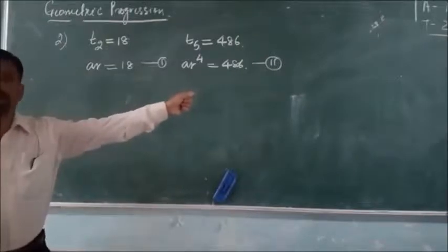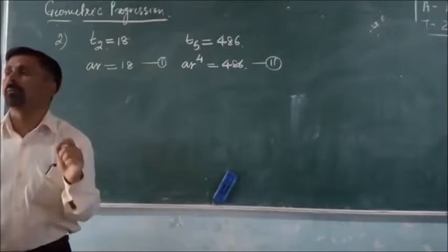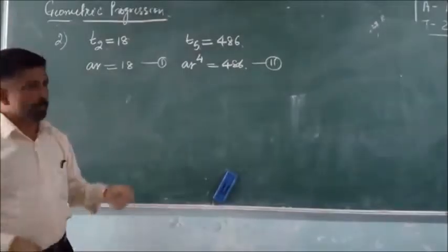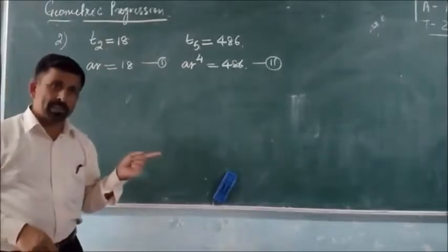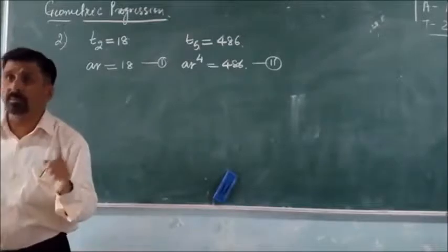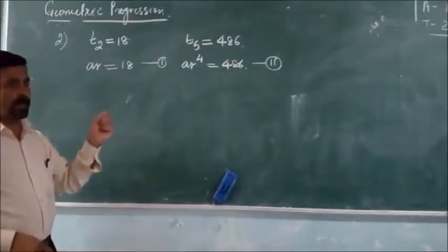This equation belongs to geometric progression. So whenever we have to calculate A or R, we will use the concept of division. In case of arithmetic progression, we use the concept of addition. We use the method of elimination. Do you remember? Yes, sir. So that is the difference between AP and GP.